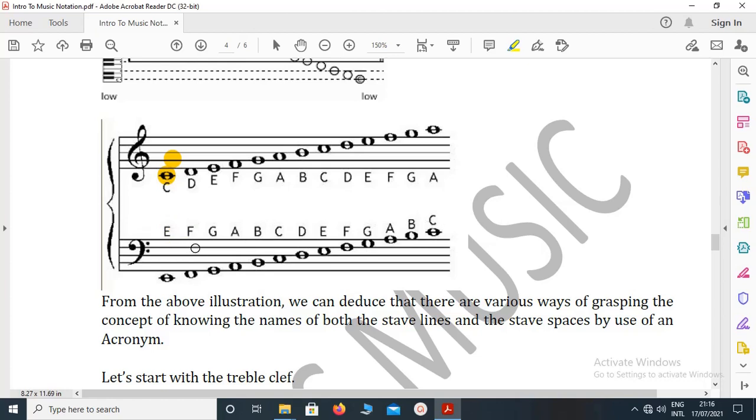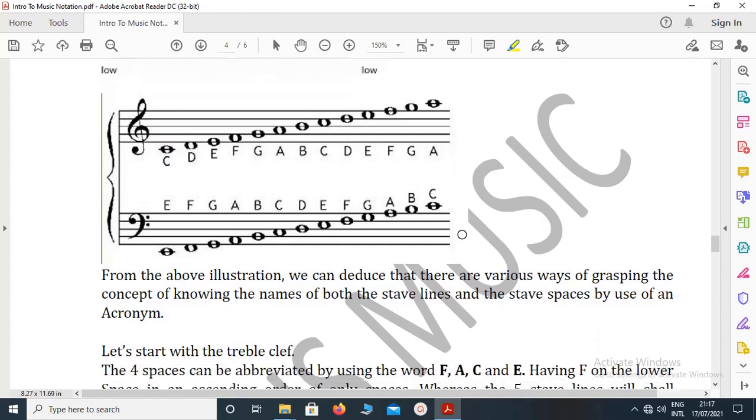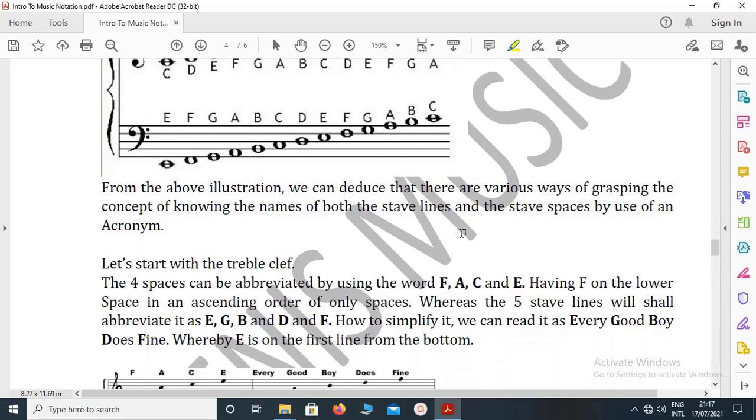So if you know that this is F, a letter before F is E, before E is D, C, B, in that kind of format moving downwards. So that is how we know. As of now, I don't want to tackle the ledger lines for a short time, but let's first of all concentrate on these two elements of naming the lines and the spaces using the acronyms that we may have.